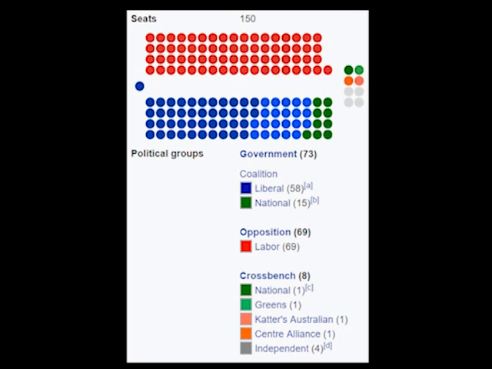Each party has a leader. The leader of the party in government becomes Prime Minister, while the other party's leader becomes head of the opposition. The current House looks like this. The Liberal National Coalition has a majority of seats, so its leader, Scott Morrison, is Prime Minister. The Labor Party has a minority of seats, so its leader, Bill Shorten, becomes the opposition leader.